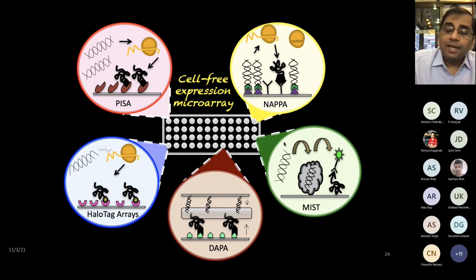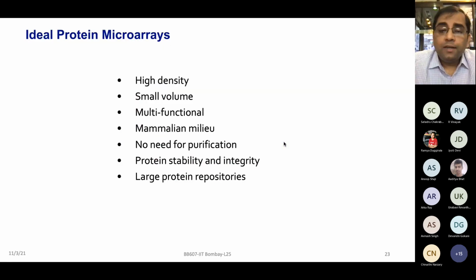To overcome many of these challenges and to build some sort of ideal array, a new concept came forward, known as cell-free expression microarrays. Because all of these properties which I just talked about are really not possible if you have to purify one protein at a time.